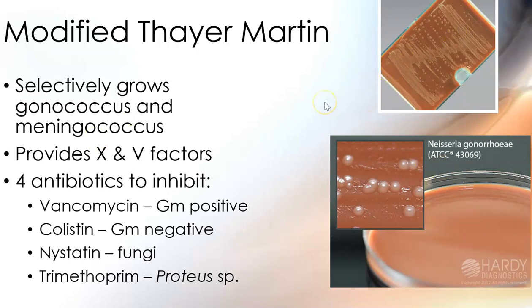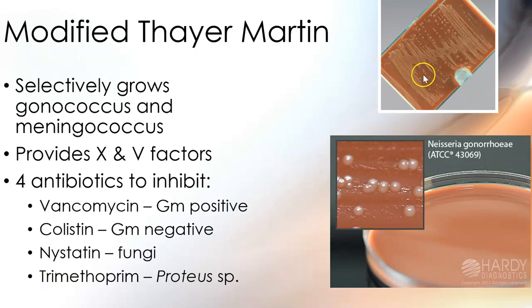the chocolatiness, just like chocolate agar, provides both the X and V factors. We actually now have this stuff called IsoVitaleX, I think it is, which provides the X and the V factor, so they don't actually have to add the blood anymore. But there's four antibiotics. Vancomycin inhibits gram positives. Colistin inhibits gram negatives. Nystatin inhibits the fungus. And the trimethoprim will help inhibit Proteus swarming, so we keep it out of there.